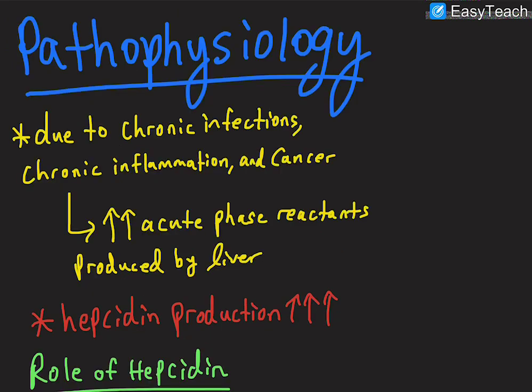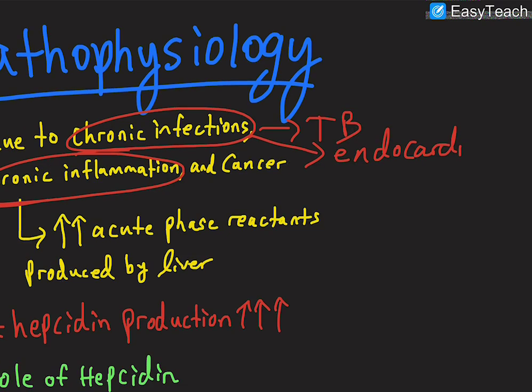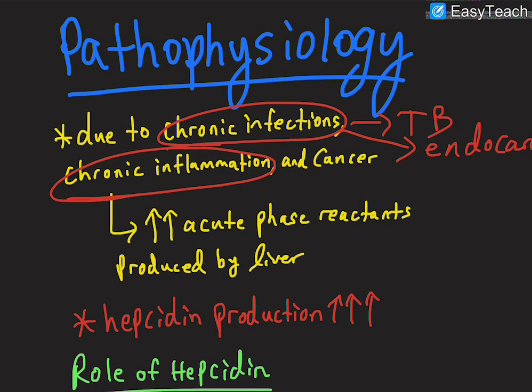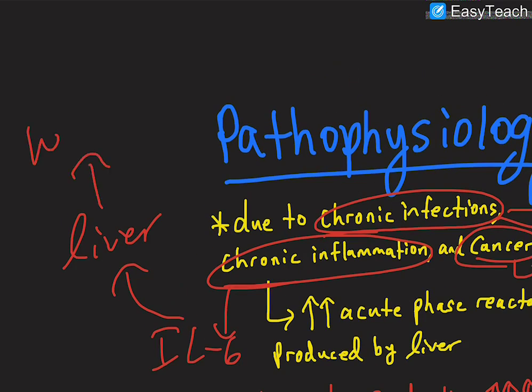So let's talk about the pathophysiology first. How do you get this? It's mostly seen in chronic inflammatory states. So if you have chronic infections like TB, for example, or severe infections like endocarditis, or chronic inflammation, even cancer, like solid tumors, which can induce a lot of inflammation. So why is inflammation bad? Because inflammation, like cytokines, for example interleukin 6, and other cytokines can go to your liver and tell your liver, hey, secrete a bunch of hepcidin.